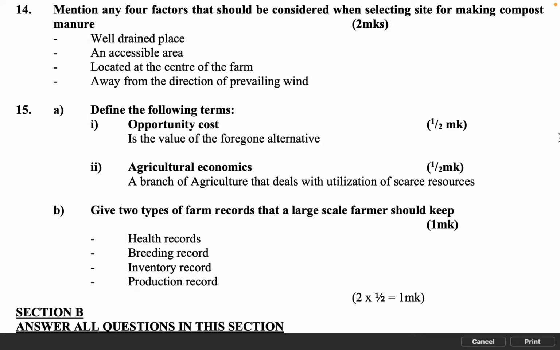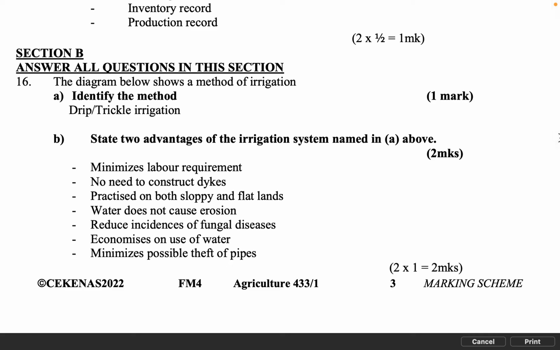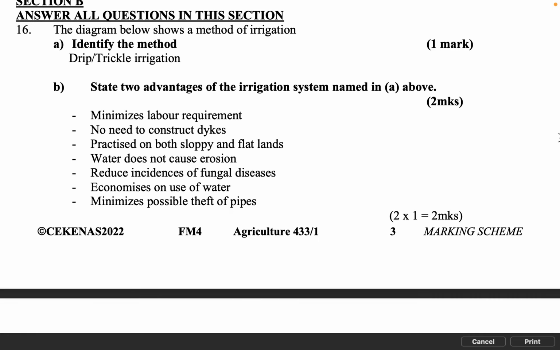B. Give 2 types of farm records that a large-scale farmer should keep. 1 MK. Health records. Breeding record. Inventory record. Production record. 2 by 1/2 equals 1 MK. Section B. Answer all questions in this section.